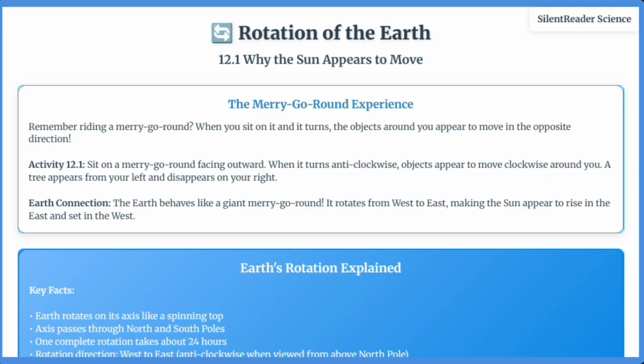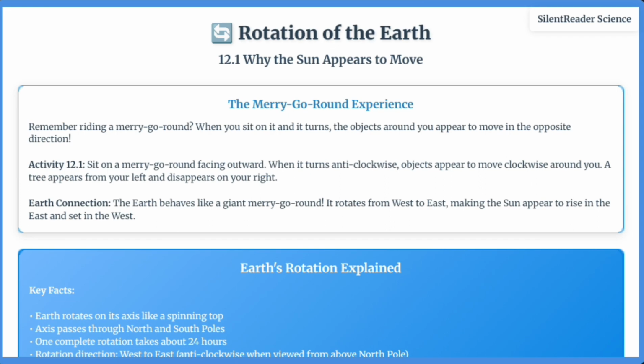Our planet rotates from west to east on its axis, which passes through the north and south poles. This rotation takes about 24 hours to complete. Because we're on this rotating Earth, the sun appears to rise in the east and set in the west. The rotation speed is incredible, about 1670 kilometers per hour at the equator.